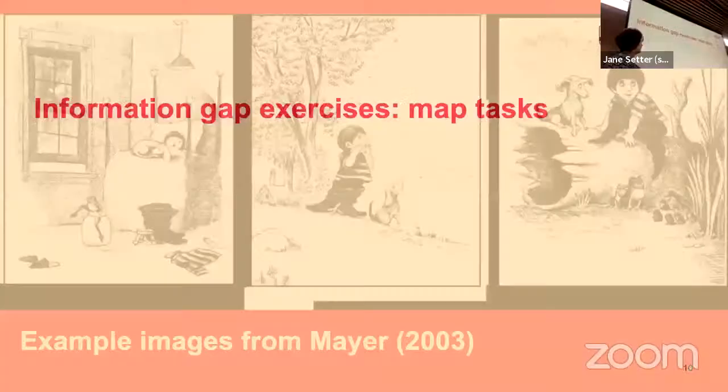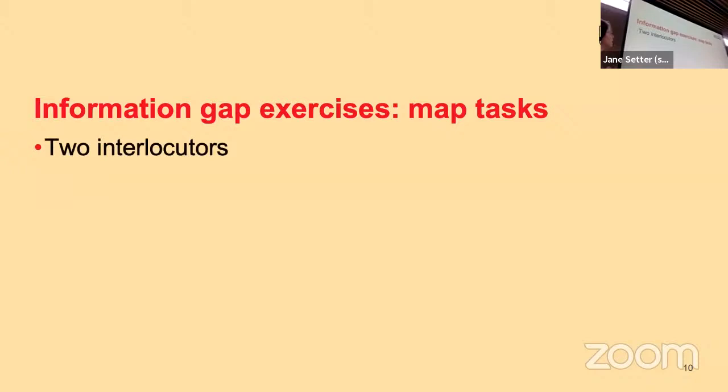Information gap exercises like map tasks. This is often where you have two interlocutors. I mean, particularly map tasks, you have two. But you might have other sorts of tasks where you have more than one and you're getting them to do things. And in this, it's more a case of negotiation of meaning. So rather than getting people to produce a monologue, like a story or something, in this one, we're trying to get them to negotiate meaning. And we get conversational moves in this.